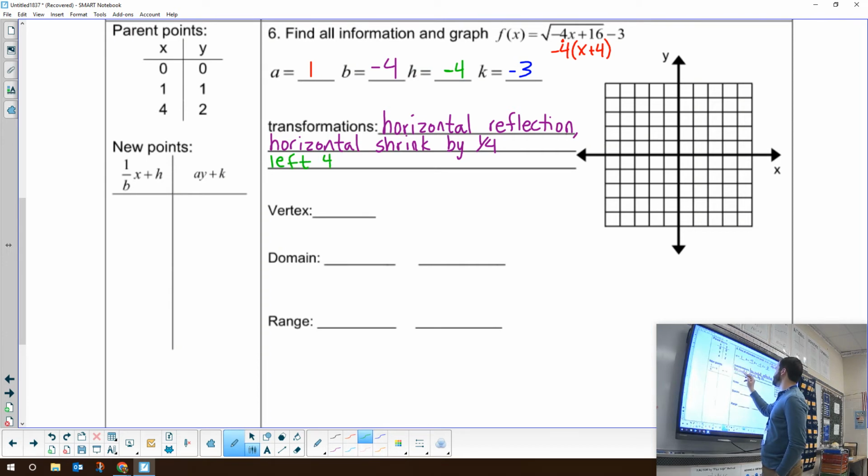All right, and then my H is -4, so we're going to go to the left 4. And my K is -3, so we're going to go down 3. So that tells me where my vertex is. My vertex is going to be at -4, -3, because that's what my H and K is. And so we can see that on my graph here. -4, -3.